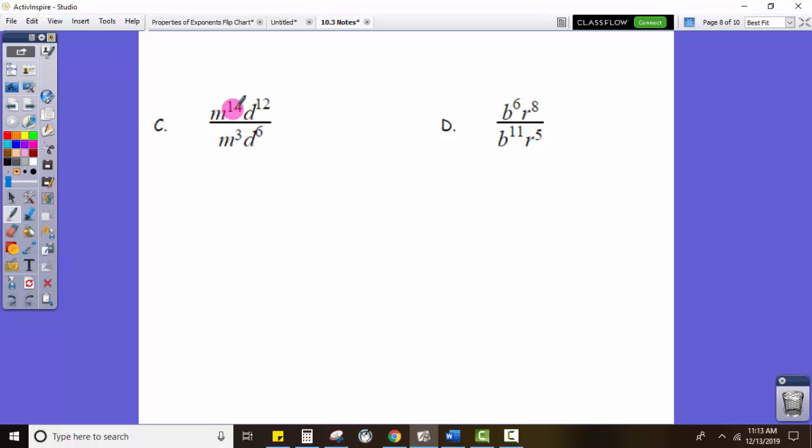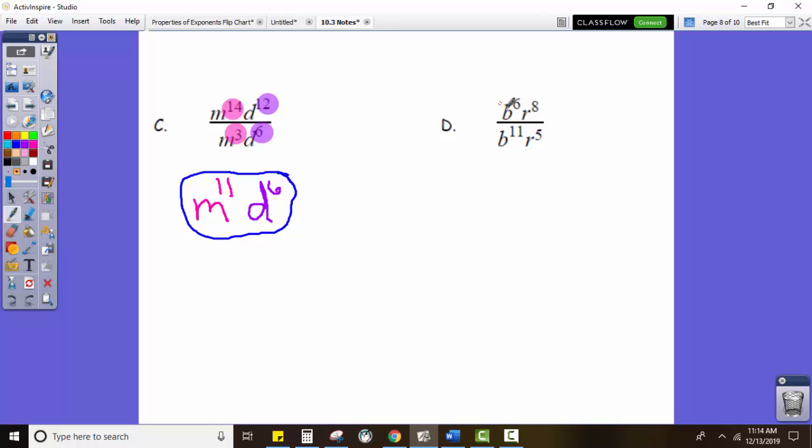Okay, for C, I have m to the 14th times d to the 12th in the numerator, which those are not the same base, so I can't multiply them. Denominator, m to the 3rd divided by d to the 6th. So if I look at my m's, m to the 14th divided by m to the 3rd, subtract those exponents. 14 take away 3 is 11, so I have m to the 11th. And then for d to the 12th divided by d to the 6th, subtract the exponents. 12 take away 6 is 6, so you have d to the 6th. So your final expression is m to the 11th, d to the 6th.